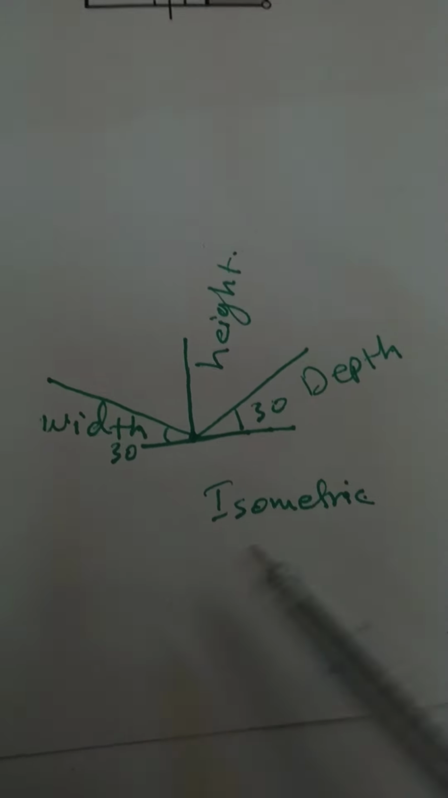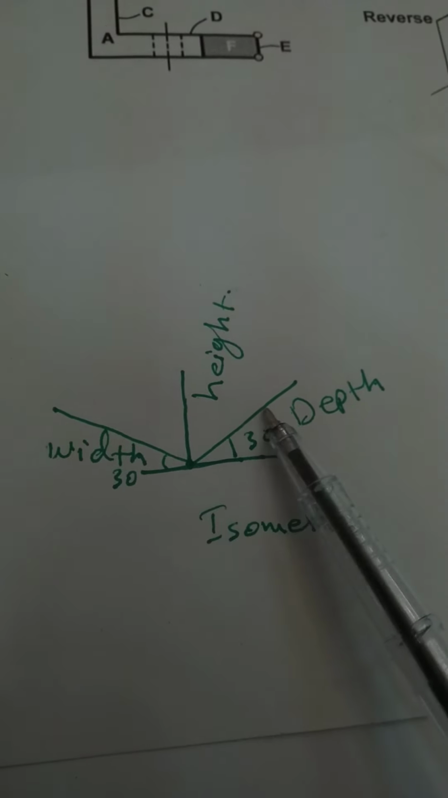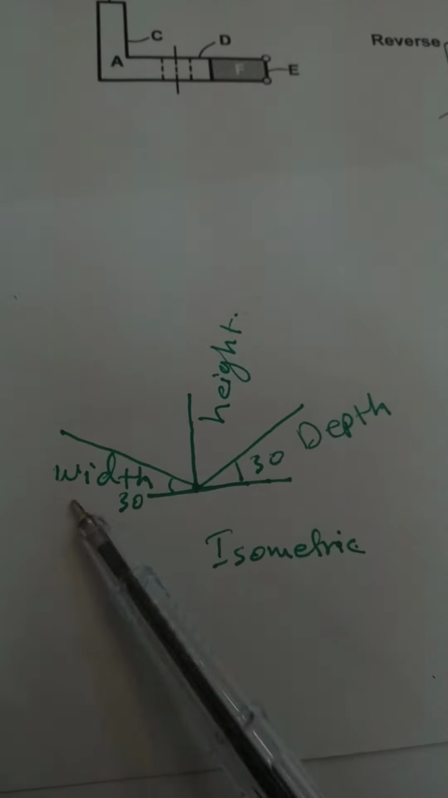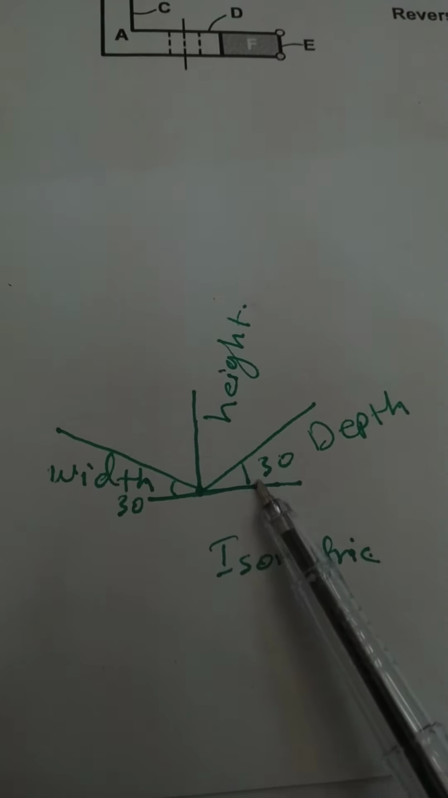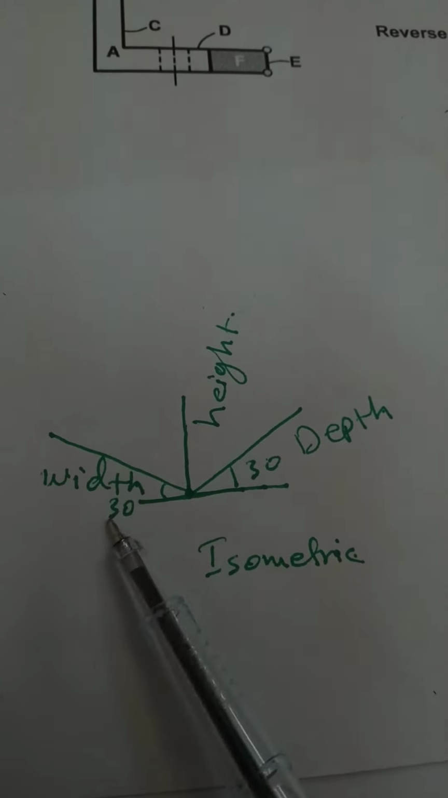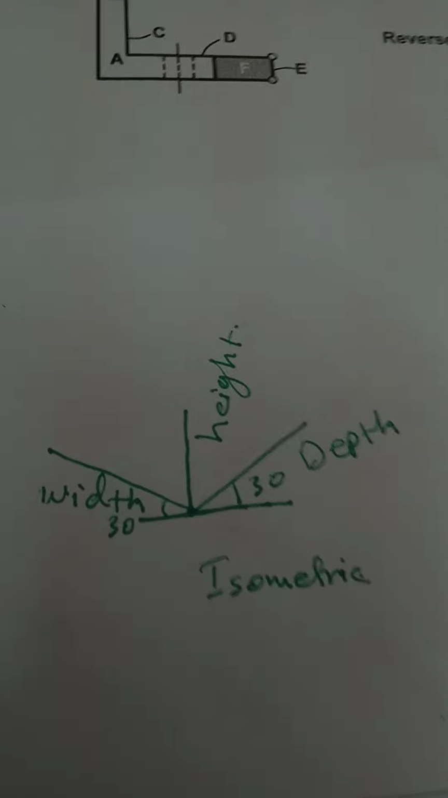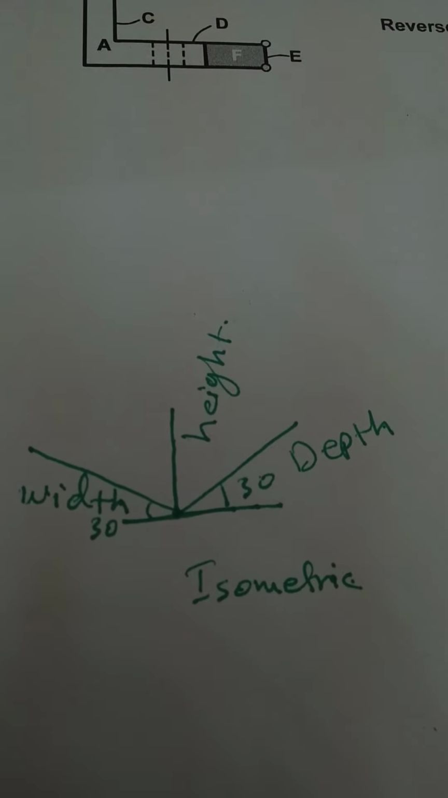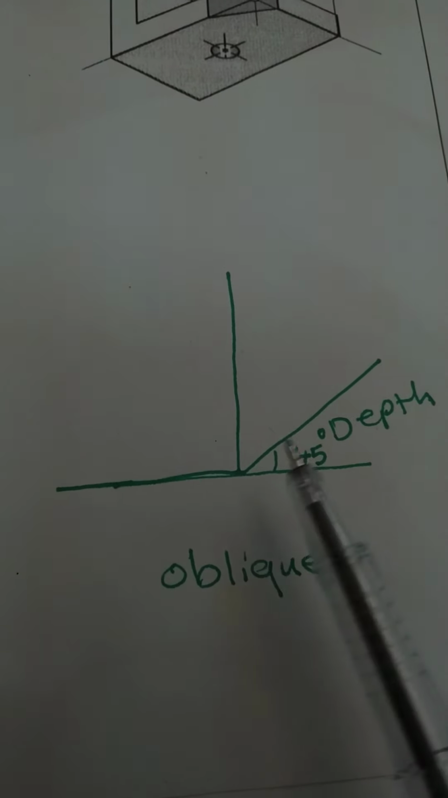The first method is isometric, using three parts: depth, width, and height of the body. Depth at an angle of 30 degrees, and the width at an angle of 30 degrees, and also the height is perpendicular to the horizontal line. This is for the isometric principle. The second principle is the oblique principle.